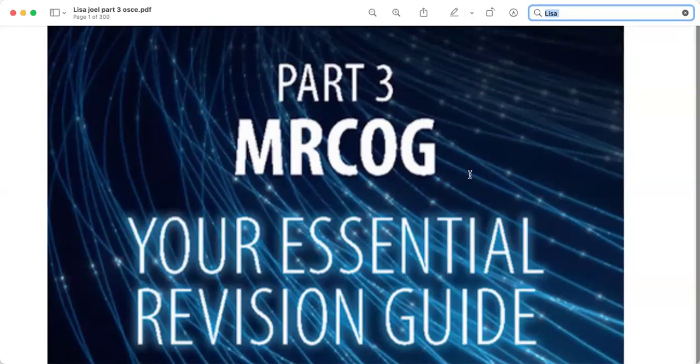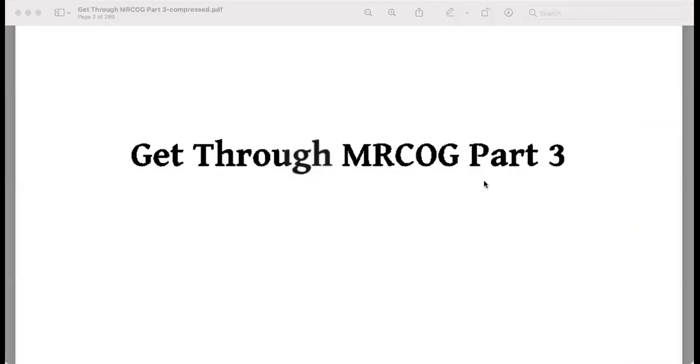We are going to go through the 14 modules from 2 books. One very famous and very basic book, which I really, really recommend that every one of you have and practice from. It's very useful. This is the Part 3 MRCOG Essential Revision Guide. This is a very, very important book. And the second book that we're going to go through the modules from is the Get Through book. This is a very important book as well.